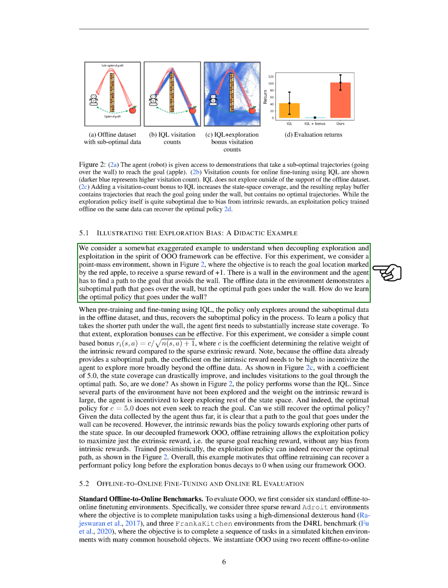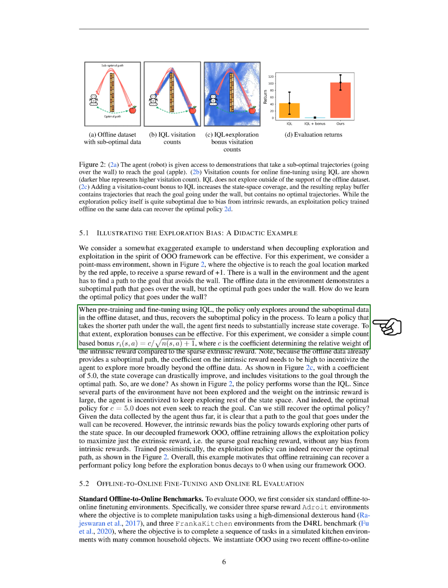To illustrate the exploration bias, we consider a somewhat exaggerated example. In this experiment, we have an environment where the goal is to reach a certain location, marked by a red apple, to receive a reward of +1. There's a wall in the environment, and the agent has to find a path to the goal that avoids the wall. The offline data in the environment shows a suboptimal path that goes over the wall, but the optimal path goes under the wall. How do we learn the optimal policy that goes under the wall?